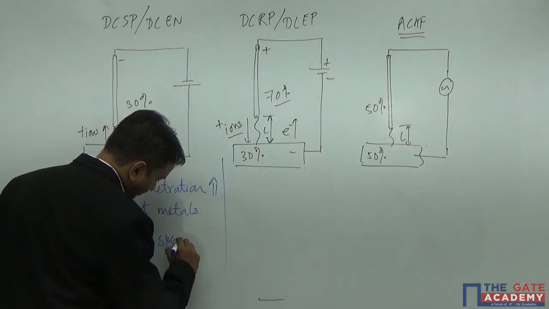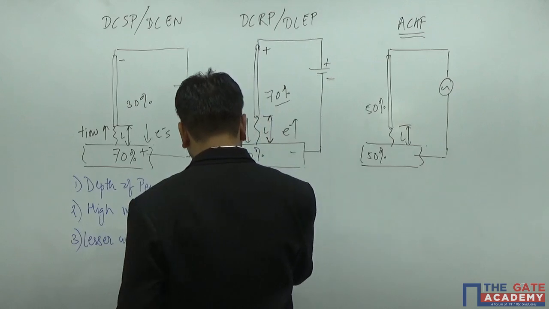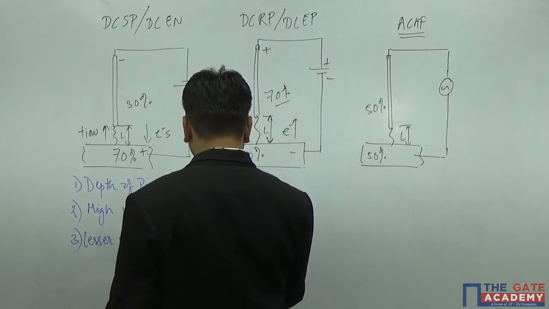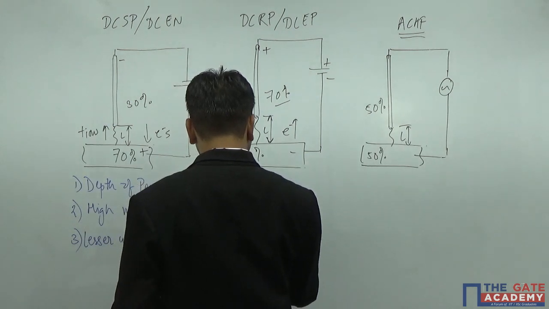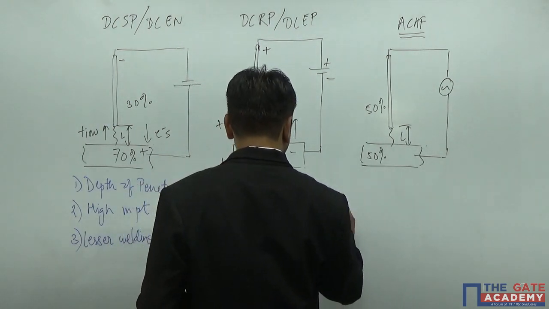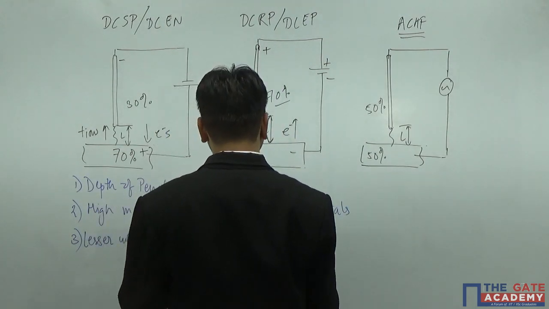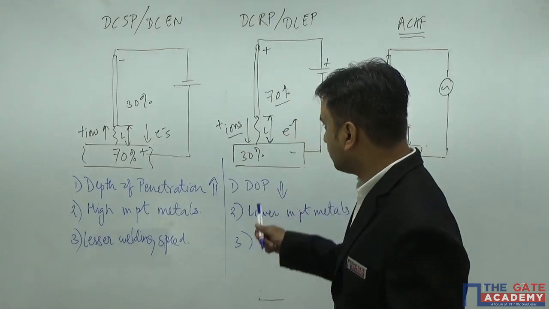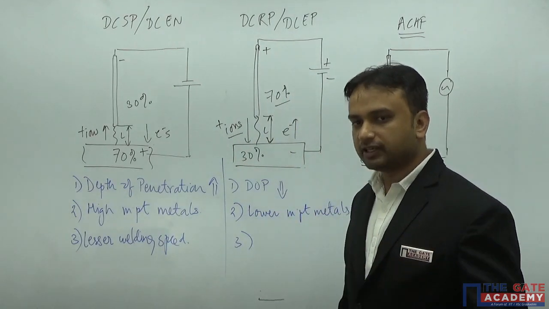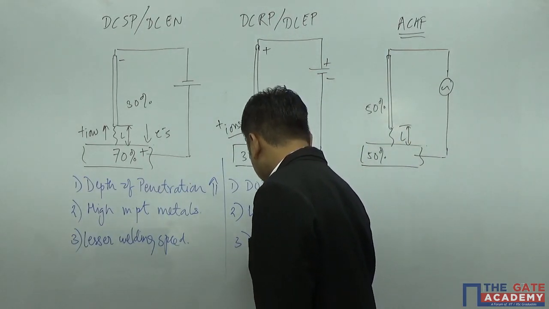Lesser welding speed. In a similar manner, you can see for this one, depth of penetration, I am writing as DOP, is lesser, and lower melting point metals can be joined. And lesser welding speed. Here you will get higher welding speed because 70% of heat is evolved over here. So the electrode will be consuming very quickly, so you get a higher welding speed.